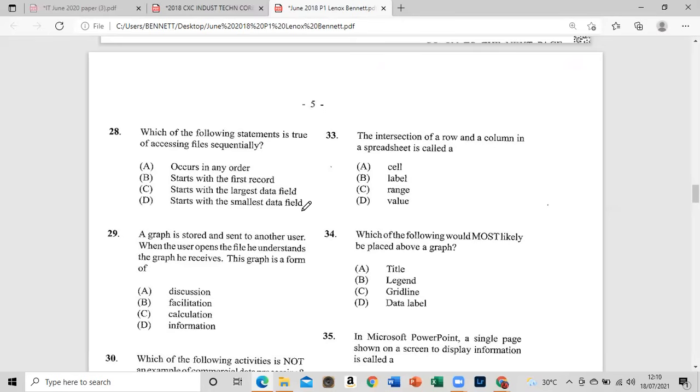28. Which of the following statements is true of accessing files sequentially? Occurs in any order? No. Sequence, right? Starts with the first record. So that would be B. We start with the first record. That was done on the 2020 paper also. So guys, look out for a lot of these questions.